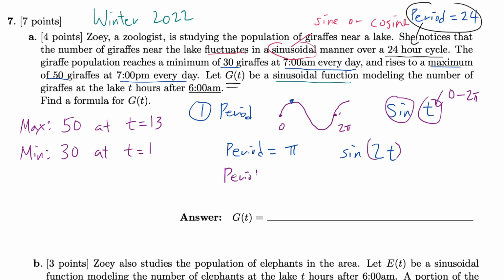What about when the period, let's say, is 2023? So if you want the curve to repeat every 2023, then you want something like this. You want sine of 2 pi over 2023 times t.